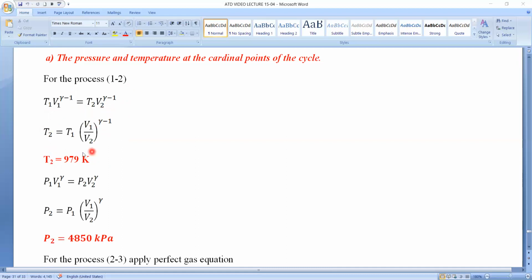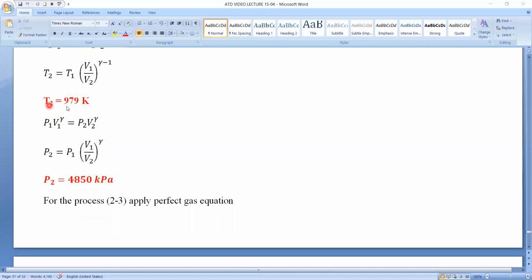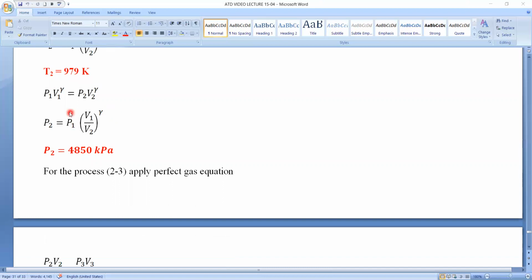Just rearrange this equation: T2 equals T1 into V1 by V2 raised to gamma minus 1. T1 is known, V1 by V2 is the compression ratio, which is given as 16, and gamma is the ratio of specific heats for air, which is 1.4. Simplify and get the value of T2; the expected value for T2 is 979 Kelvin. Similarly, we have to get the pressure at the second point. The PV relationship for the 1 to 2 process is P1 V1 raised to gamma equals P2 V2 raised to gamma.